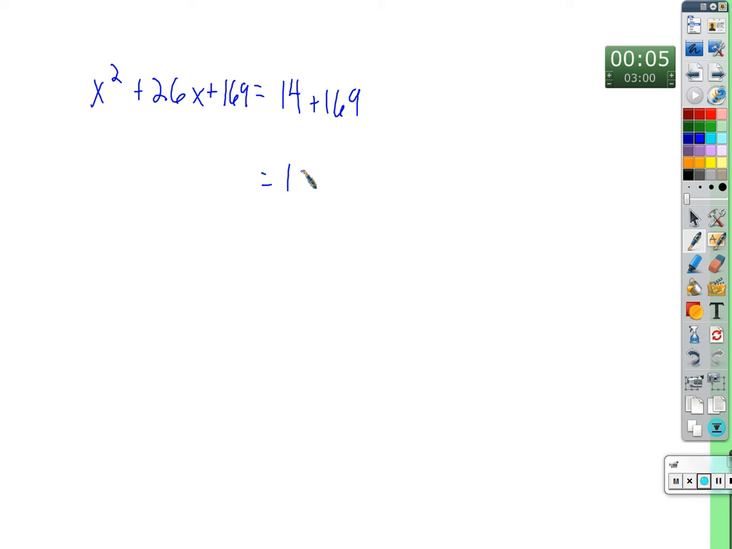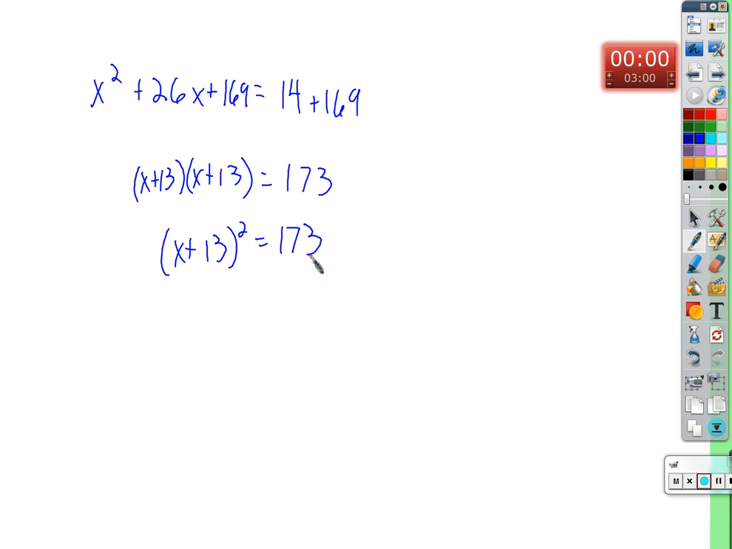So now on this side we have 173. And on this side we have something that factors. How does it factor? x plus 13 squared. What do we do now? Take the square root. Yep. x plus 13 equals plus or minus the square root of 173. Subtract 13.